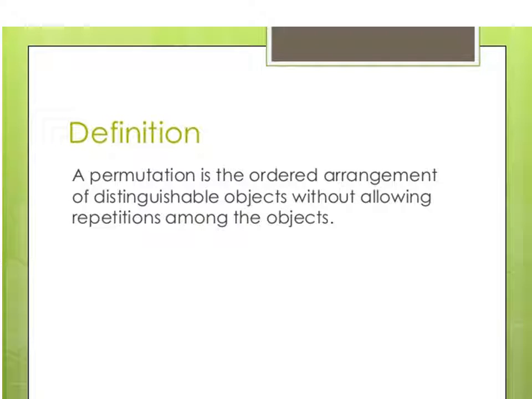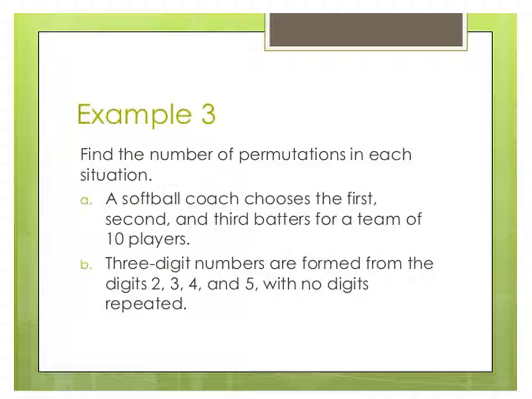A permutation is an ordered arrangement of objects without allowing repetitions among the objects. So the order matters in a permutation. Find the number of permutations in each situation. A softball coach chooses the first, second, and third batters for a team of 10 players. The easiest way to do permutation problems is to just reason how many different players could be the first batter. If you have 10, there could be 10 different batters batting first.